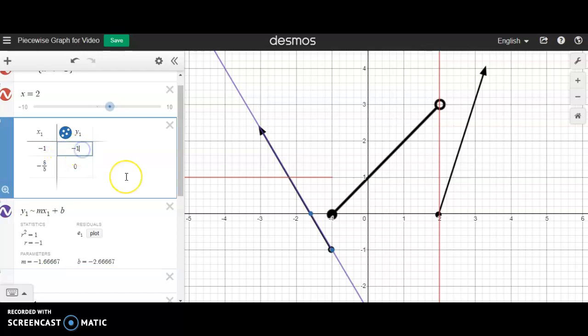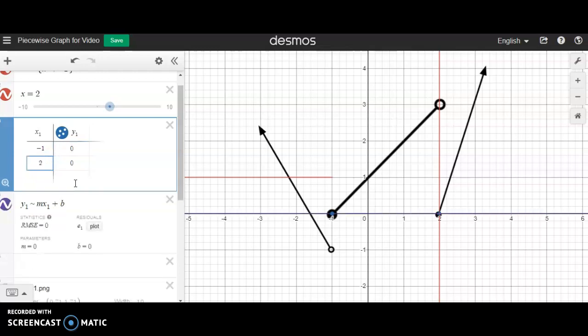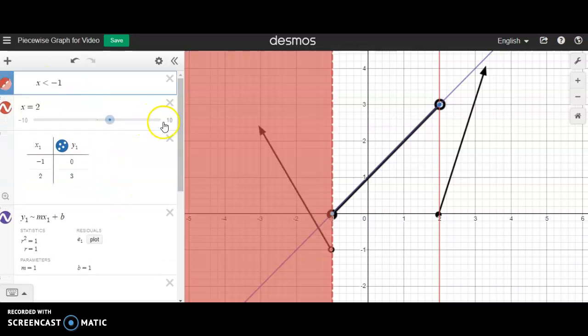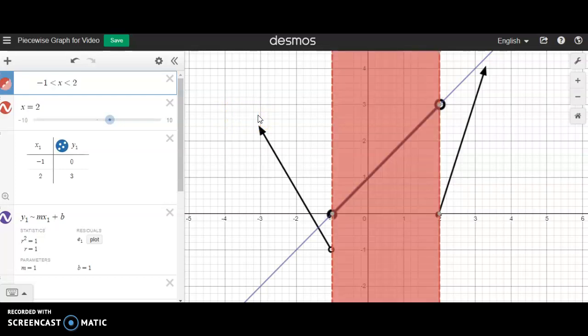So I've got -1, 0. And then 2, 3. And we are looking now at the point where x is actually between -1 and 2. So we're looking for that area right there. That is the backyard that we're dealing with. You see how it matches up perfectly with that middle graph.